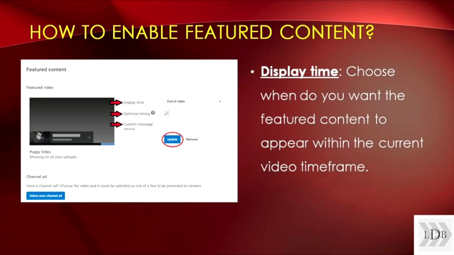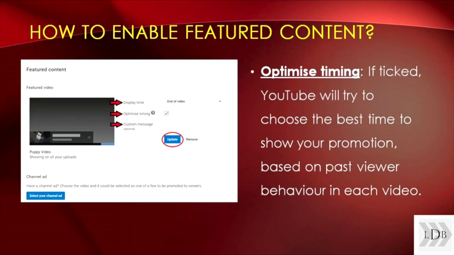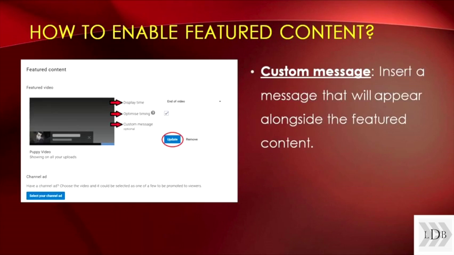There are three things you would need to customize. First is display time. You can choose and specify when exactly you want the featured content to appear within the current video time frame. As for optimized timing, if you decide to tick this box, YouTube will try to choose the best time to show your promotion based on past viewer behavior in each video. And custom message is where you can insert a message and it will appear alongside the featured content. When you're done customizing, simply click on the Update button and you're done.